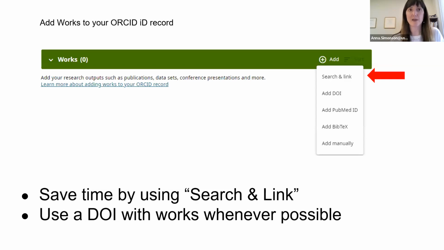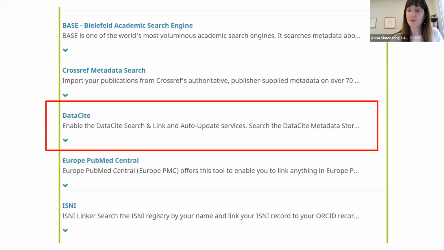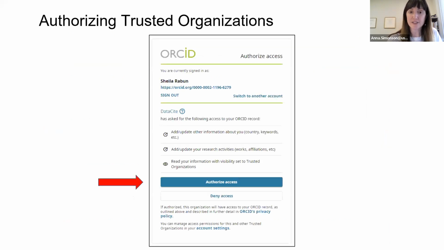Okay, so one of the biggest time savers is the search and link. When you go back to that main home page and you want to add works, ORCID has a search and link tab that allows you to link to your works from an external database. These are some of the examples, and I decided to use DataCite as the example today. But you'll select DataCite. It's going to ask for permission, right? You have to authorize access. Every time you want something to link or populate, you have to authorize it.